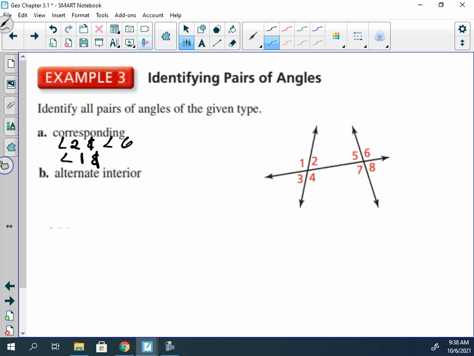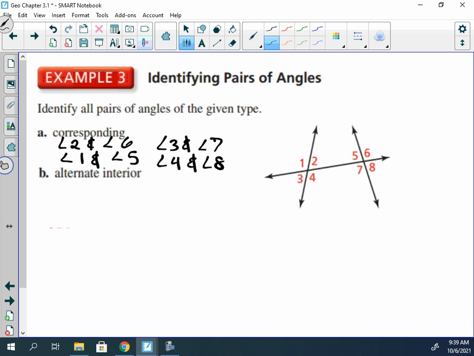So 1 and 5, 3 and 7, and then angle 4 and 8, because 3 is below and to the left. 7 is below and to the left. They're in the same location. They correspond to each other. Now corresponding angles with two lines and a transversal will deal with 4, because each line will have 4 angles.